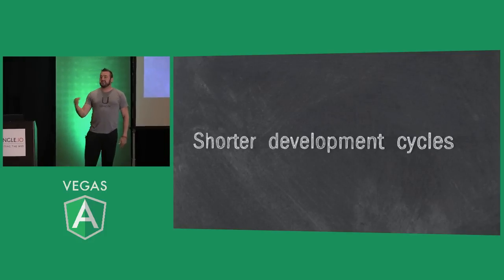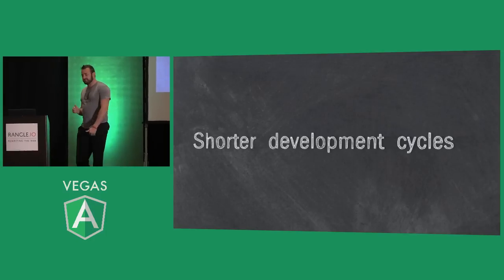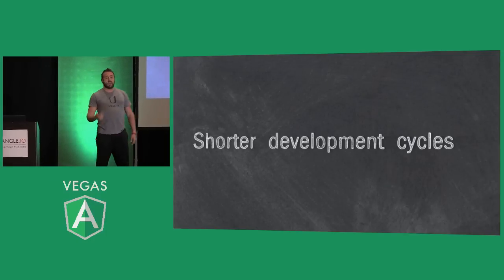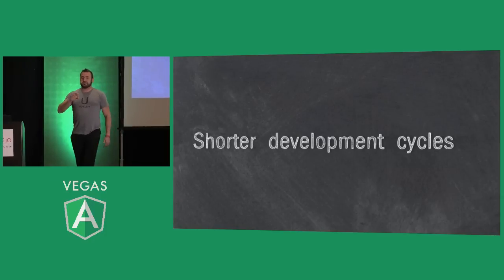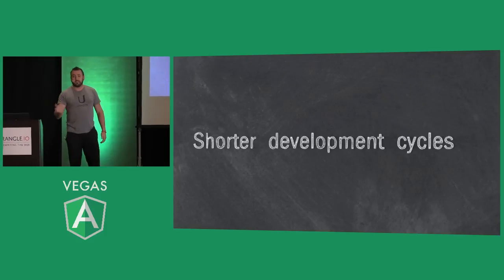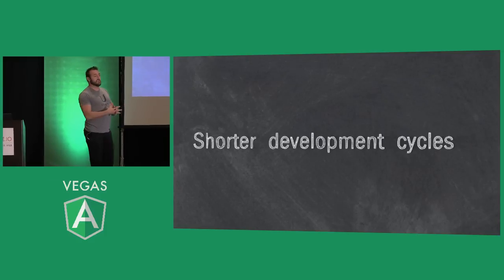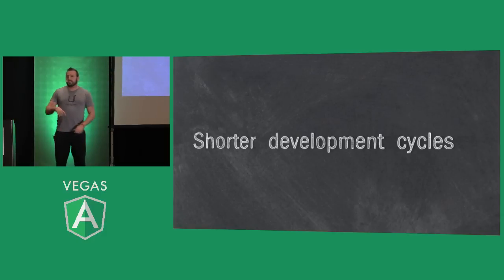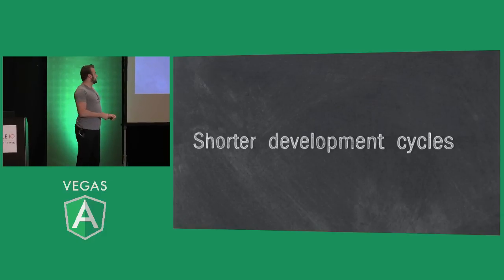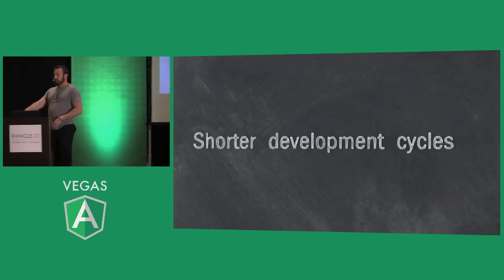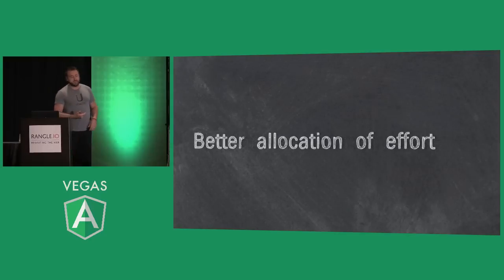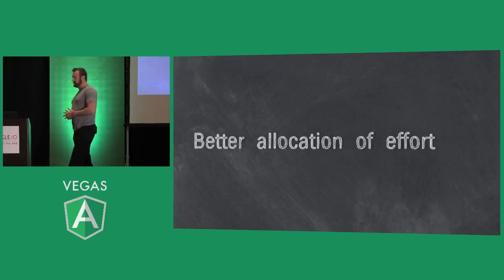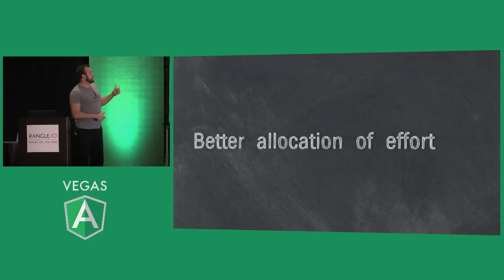So now we're talking about something for our product managers and our stakeholders. By tightening up that feedback loop of here's the design, here's the development artifact from it, and iterating back and forth, you can produce your end product faster. And in conjunction with that, not only do you get a tighter feedback loop, which creates a shorter development cycle, you get a better allocation of effort.